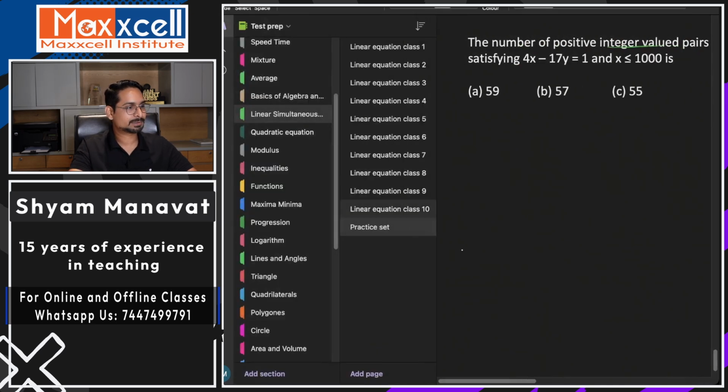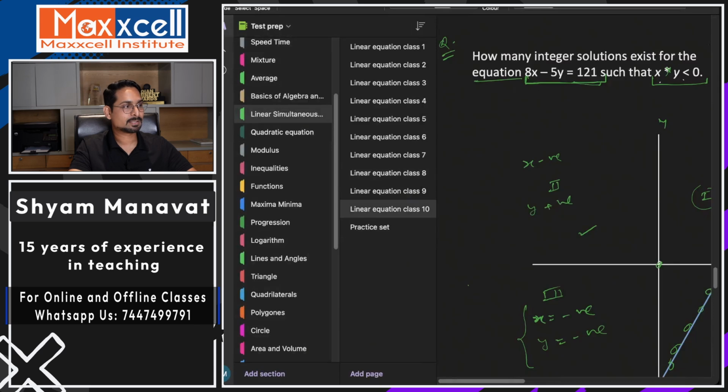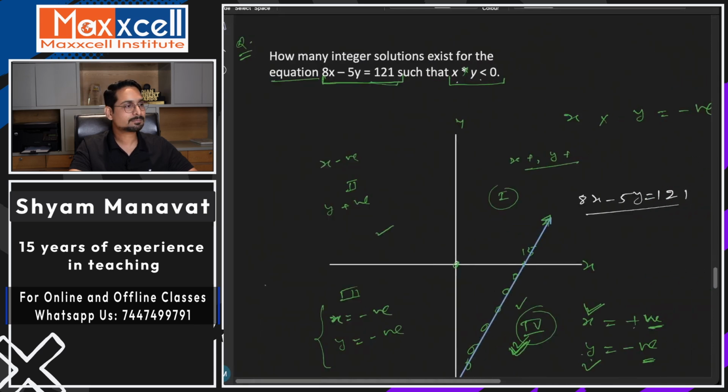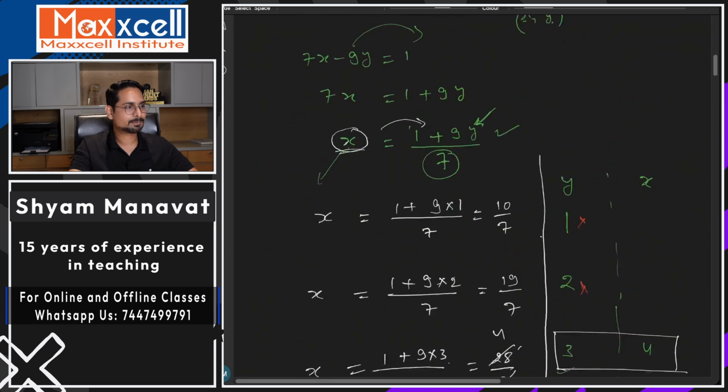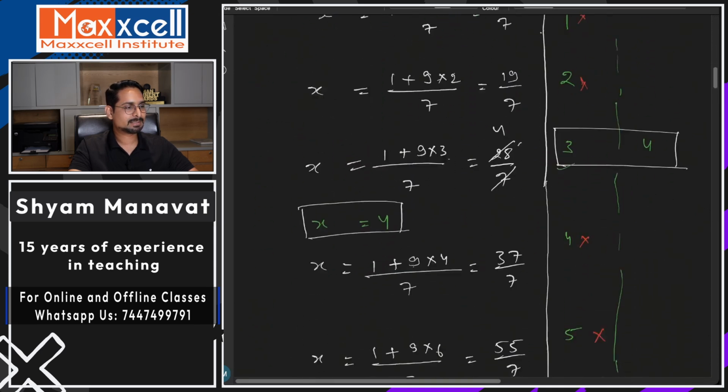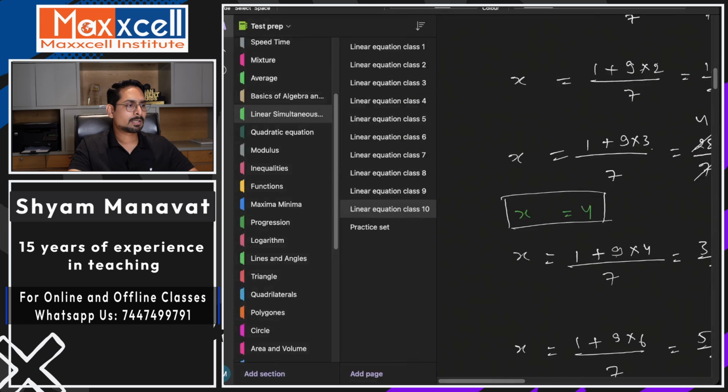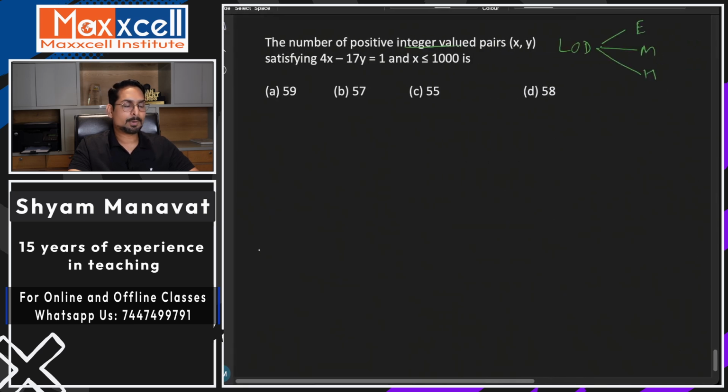Integer solution type of question we have done in lecture number 10 of linear equation. I hope you have gone through this. Yeah, we have solved similar types of question here. See, y is between 0 to 60. So here the question is the same. Positive means X has to be more than 0. So I can also say, it's not given in the question, but the question said positive integer, so I can say x range should be more than 0 and less than or equal to 1000, right?